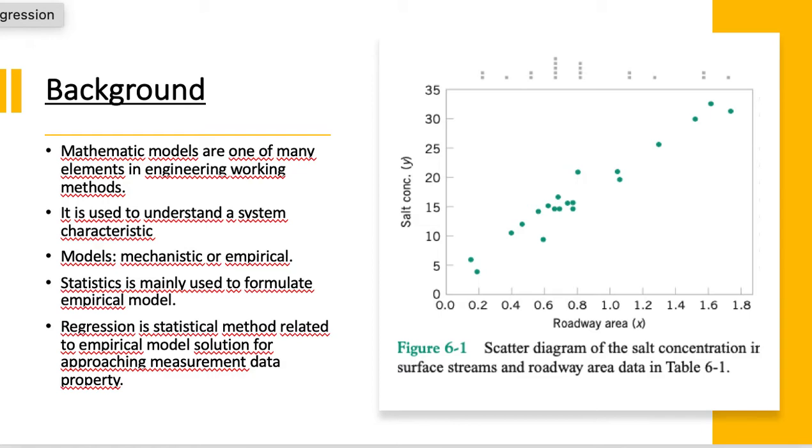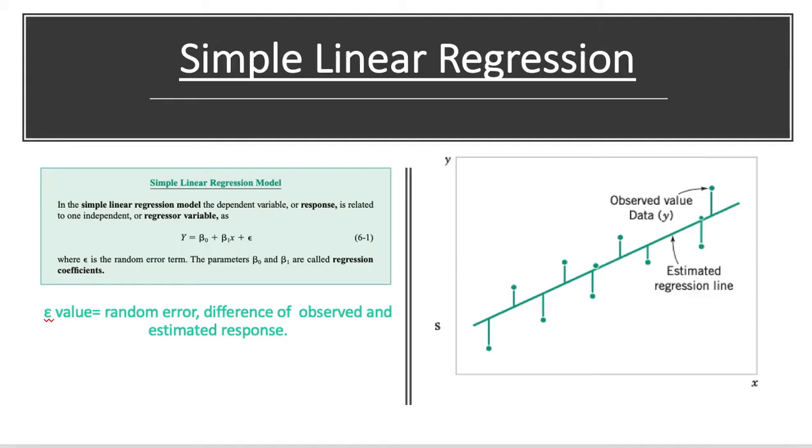For example, please look at the figure on the right. In this figure, Y is the salt concentration found in surface streams in a particular watershed, and X is the percentage of the watershed area consisting of paved roads. There is no obvious physical mechanism that relates the salt concentration to the roadway area. However, the scatter diagram indicates that some relationship, possibly linear, does exist. In this lecture, we will only learn about simple linear regression.